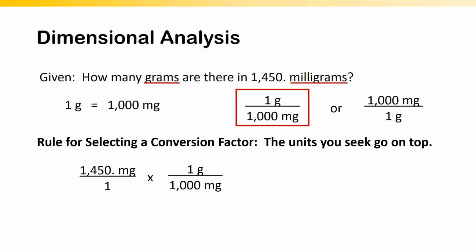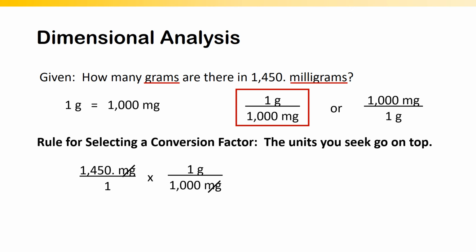Now the fourth step in our process is to cross out repeating terms. That is, to cross out the units that are found both in the numerator and the denominator. If you can do this, you've set your problem up correctly. And in this problem, we have milligrams in the numerator in our first value, and we have milligrams in the denominator in our second value. So we can cross both of these out. And this leaves us with the units that we seek, which are grams, and now we can do the math.